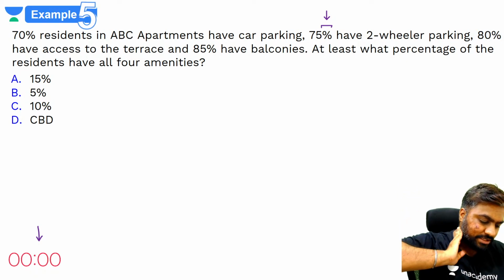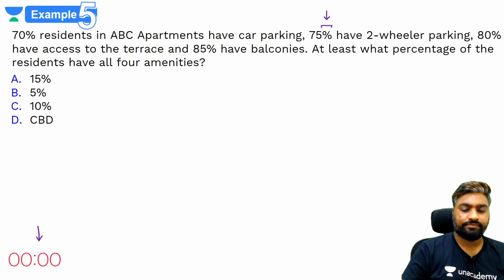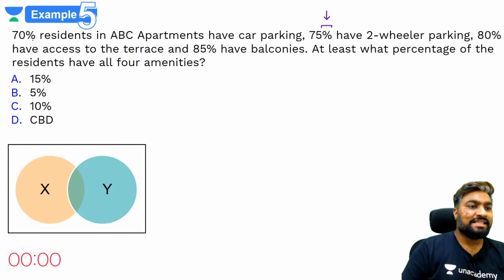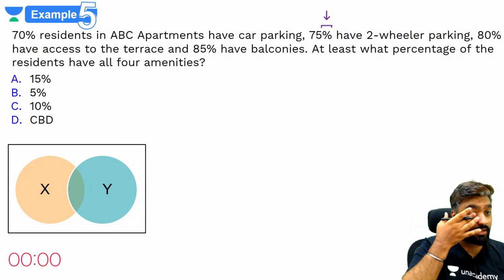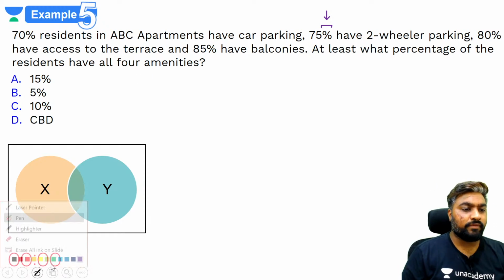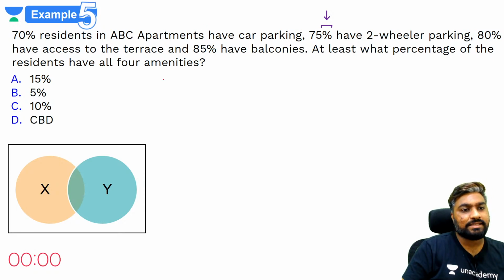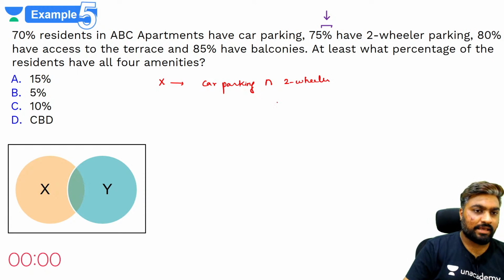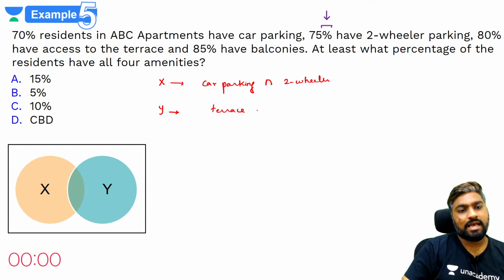Shreyashi says A, Lekhna says A, Ajay says D, Astitha says A. Alrighty, let's do this. So what do we have? We have 2 types of people, okay? 70% of residents in ABC apartments have car parking. Yes, 75% have 2-wheeler parking. 80% have access to the terrace. 85% have balconies. Yes. They're asking at least what percentage of the residents have all 4 amenities, all the 4. That is, we are looking at the intersection of both. So what we could do is go for the intersection of two terms. Let's say X is people who have car parking and 2-wheeler parking. Y are people who have balconies and terraces, right?